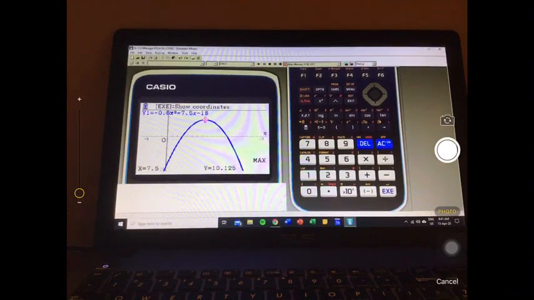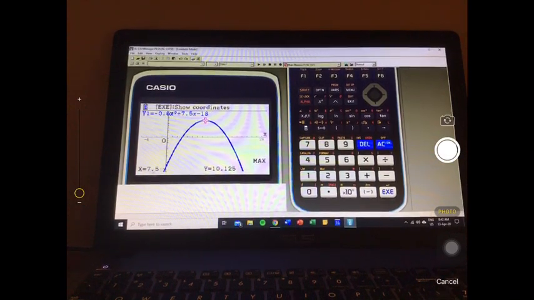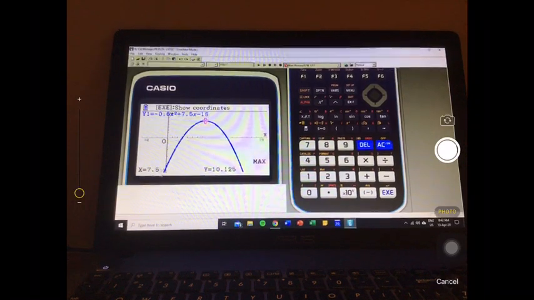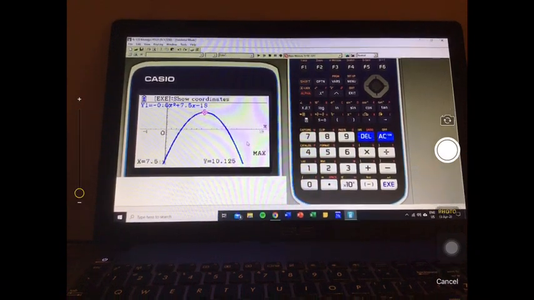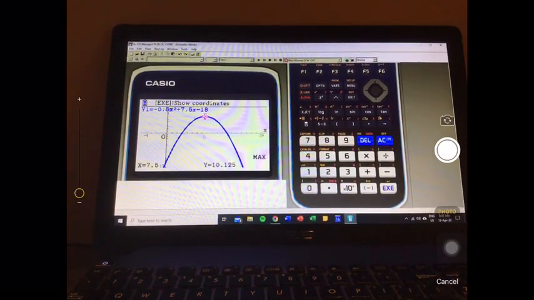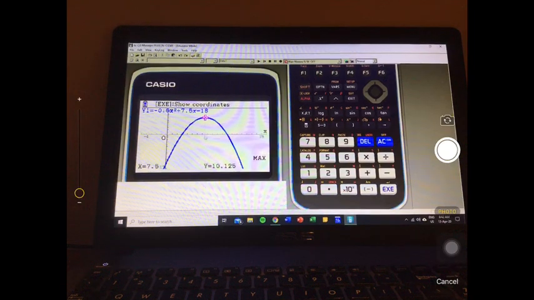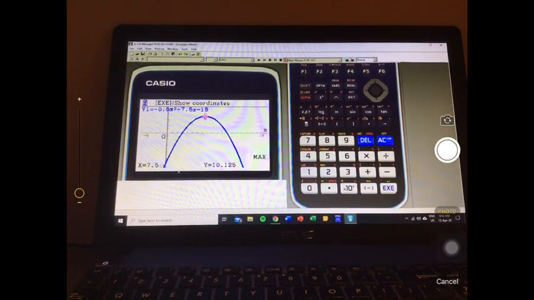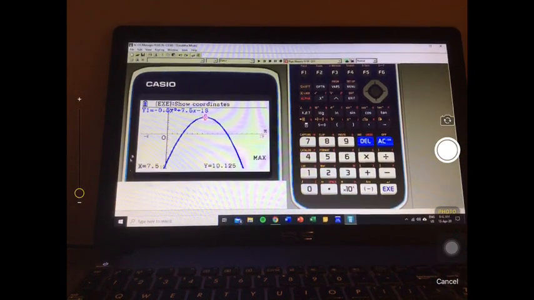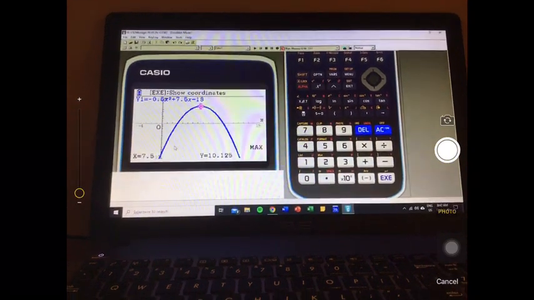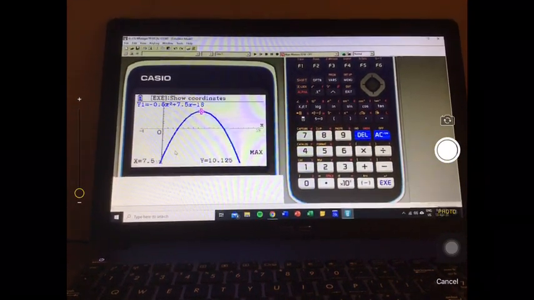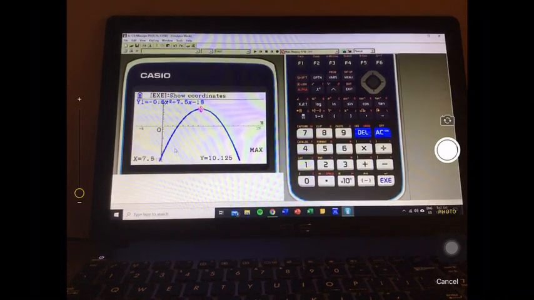And there you have it, this is the maximum point, which corresponds to x equals 7.5 and y is 10.125. Okay? Finally, the axis of symmetry corresponds to the vertical line over here, which has equation x equals 7.5. So those are all the different characteristics we should identify in our parabola. Okay, so going back to the problem.